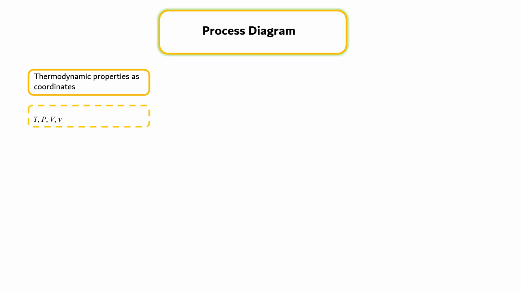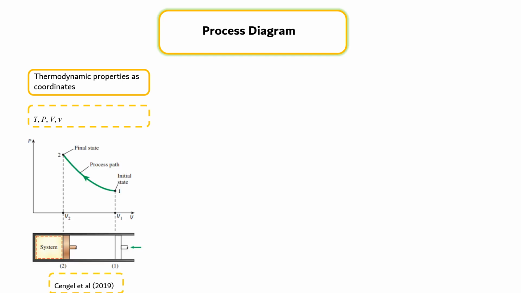Process diagrams plotted by employing thermodynamic properties as coordinates are very useful in visualizing the process. Some common properties that are used as coordinates are temperature, pressure, and volume. The bottom figure shows a PV diagram of a compression process of a gas.